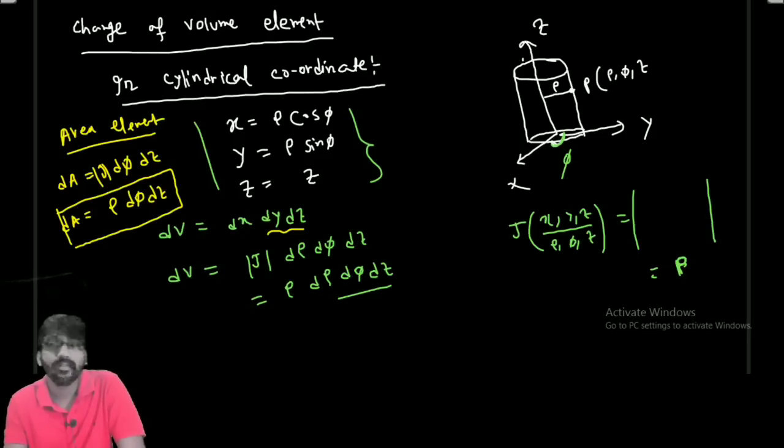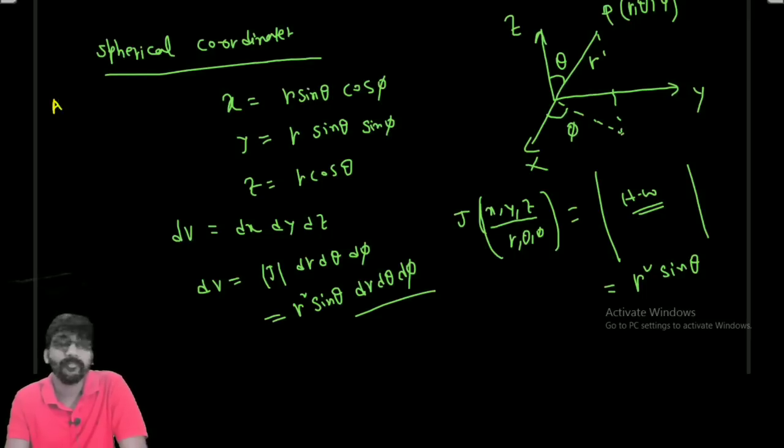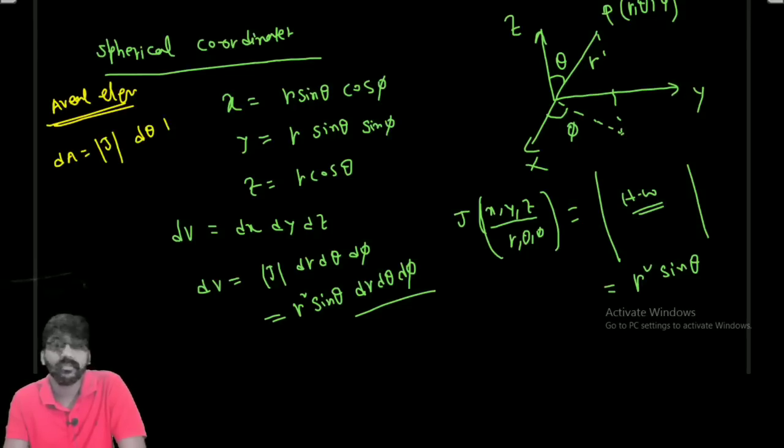Similarly, if you want the area element in spherical coordinates, you will also get it. The area element dA will be mod J into d theta d phi. Only two variables are there for the area element, whereas in the volume element there are three, r, theta, phi. Here r is just the distance. So the variables are only theta and phi when we talk about area, and J is again r squared sin theta, so it will be r squared sin theta d theta d phi.